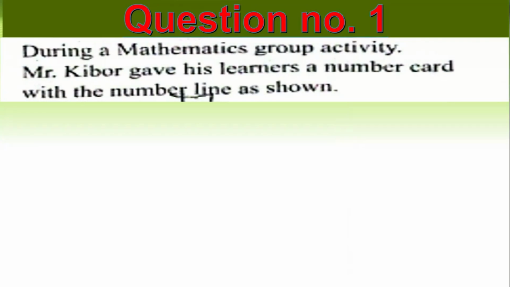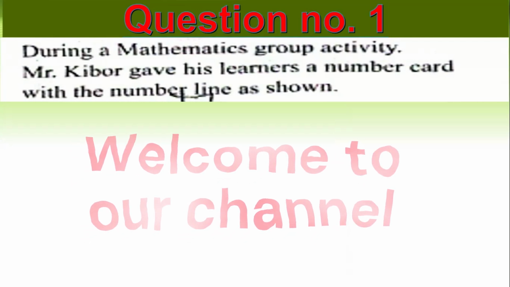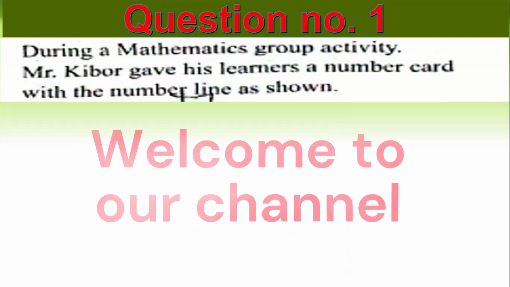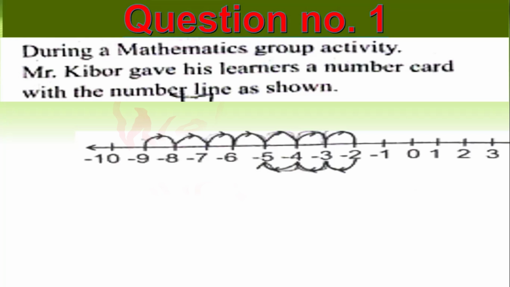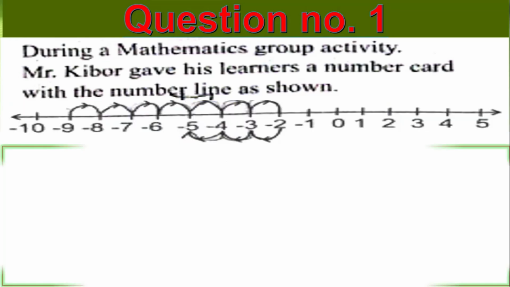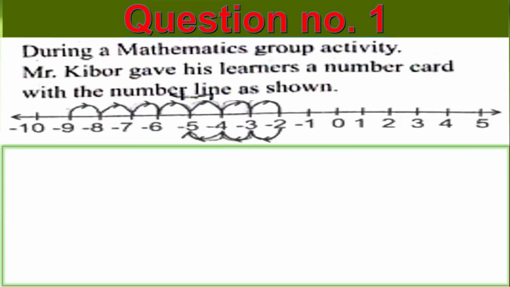During our mathematics group activity, Mr. Kibor gave his learners a number card with the number line as shown below. This is the number line. We first study the number line as we look at the question. Look at where it has started. That is -9, and the arrow direction.